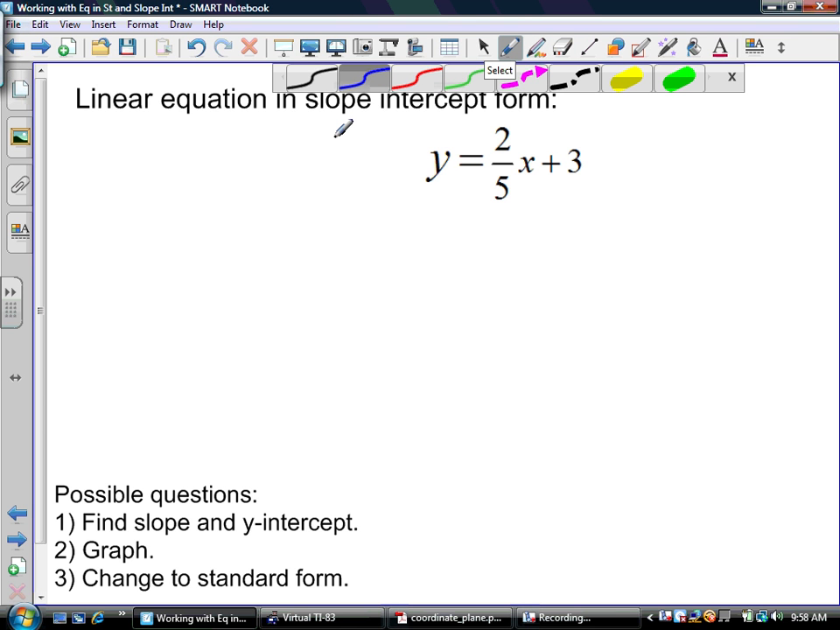You can also practice some of these problems if you click on the video above this one. So why don't we try changing this to standard form.